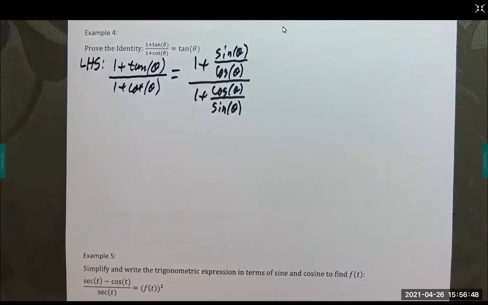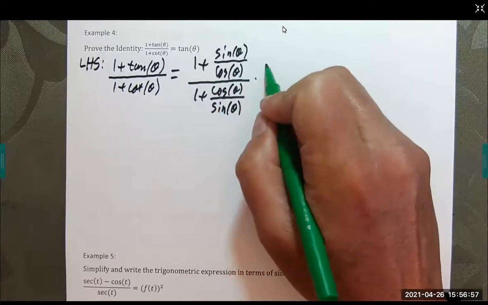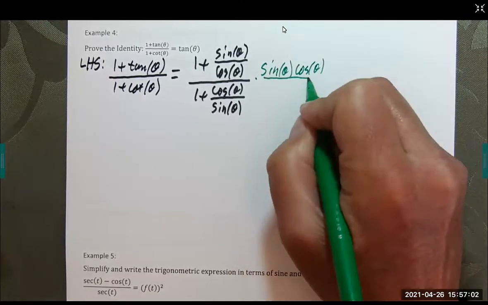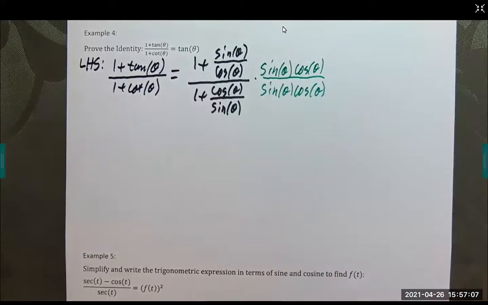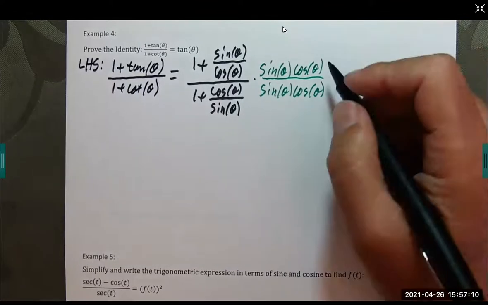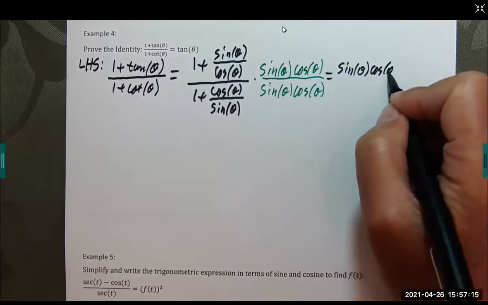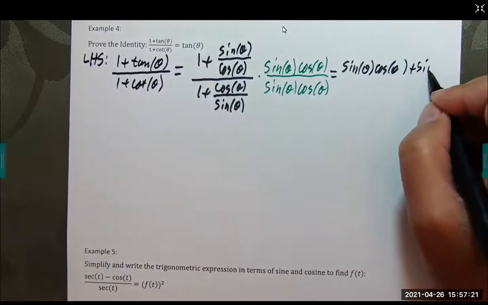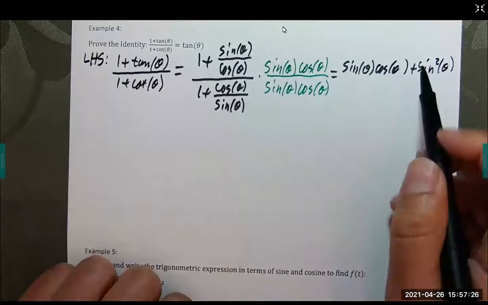And I have a complex fraction here. So what I'm going to do is multiply the top and bottom by the common denominator, which is sine cosine. And that is going to turn into, and here when I multiply, the cosines cancel and I'm left with a sine squared. Right, cosine cancels and I'm left with sine times sine. So there's my sine squared.